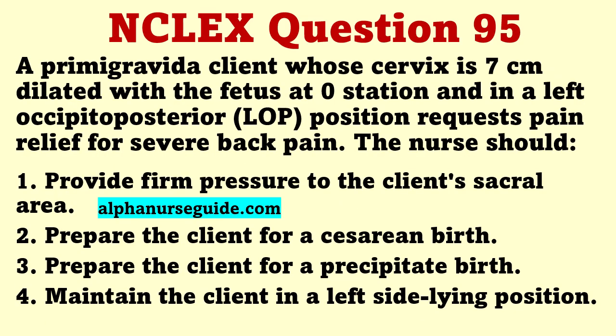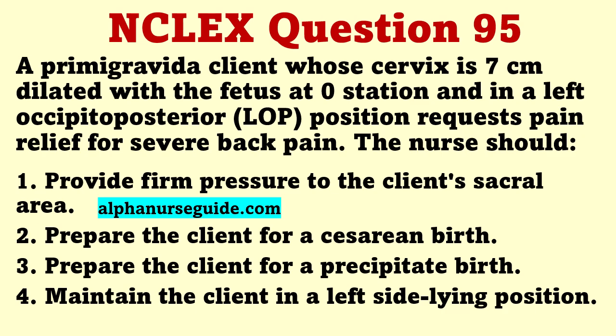A prima gravida client whose cervix is 7 centimeters dilated with a fetus at 0 station and in a left occipital posterior position requests pain relief for severe back pain. The nurse should: 1. Provide firm pressure to the client's sacral area. 2. Prepare the client for a cesarean birth. 3. Prepare the client for a precipitate birth. 4. Maintain the client in a left sidelying position.